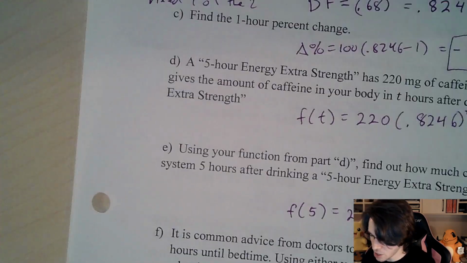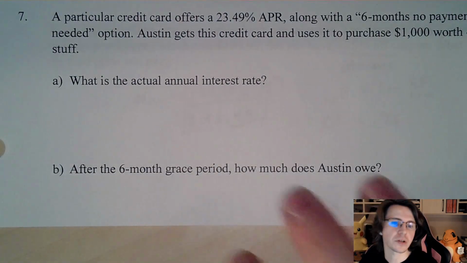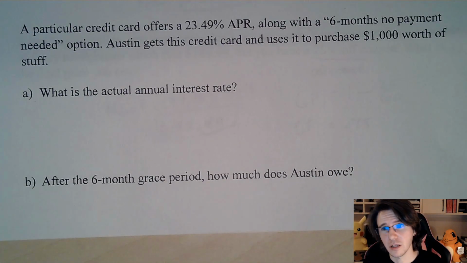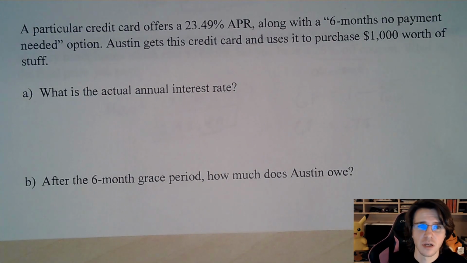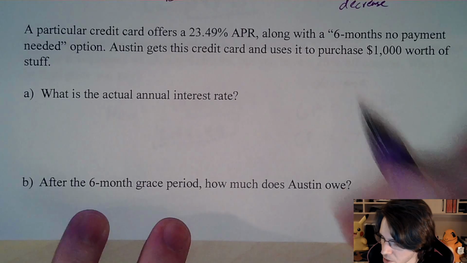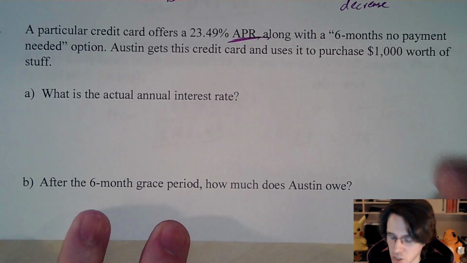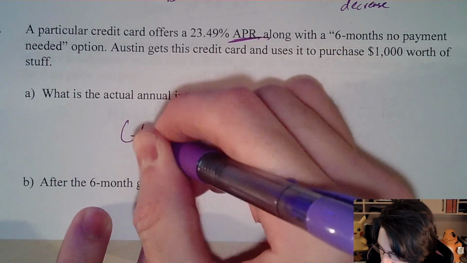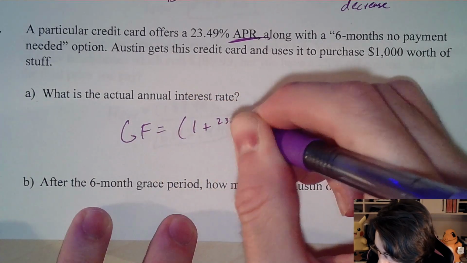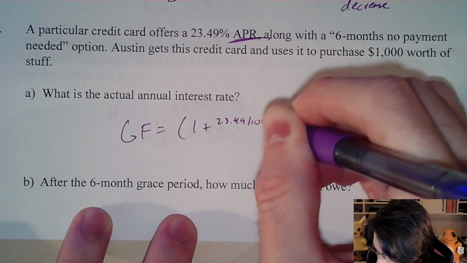We're moving up to question number 7. A particular credit card offers a 23.49% APR along with a 6 months no payment needed option. Austin gets his credit card and uses it to purchase $1,000 worth of stuff. What is the actual annual interest rate? So remember, whenever you have an APR question, you have your own specific formula. The actual growth factor is going to be 1 plus 23.49 divided by 100.